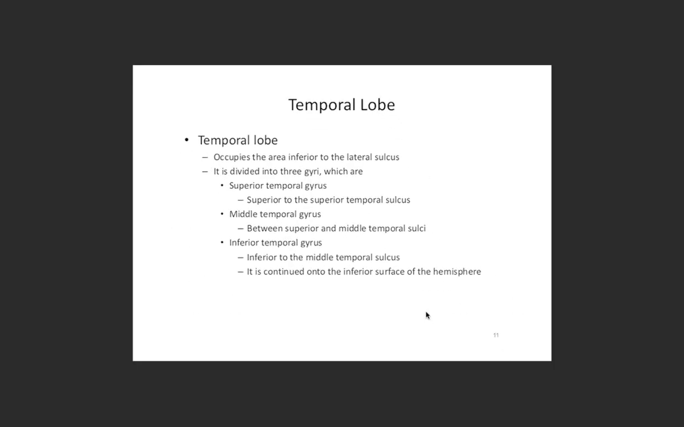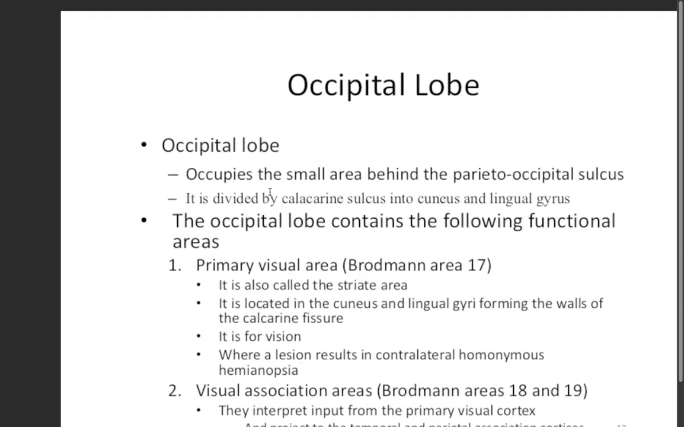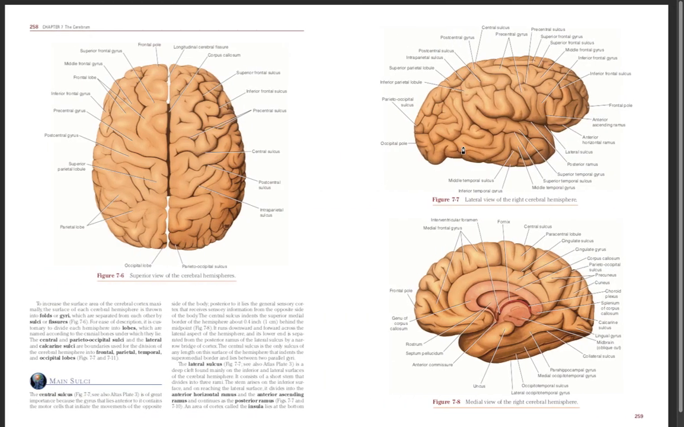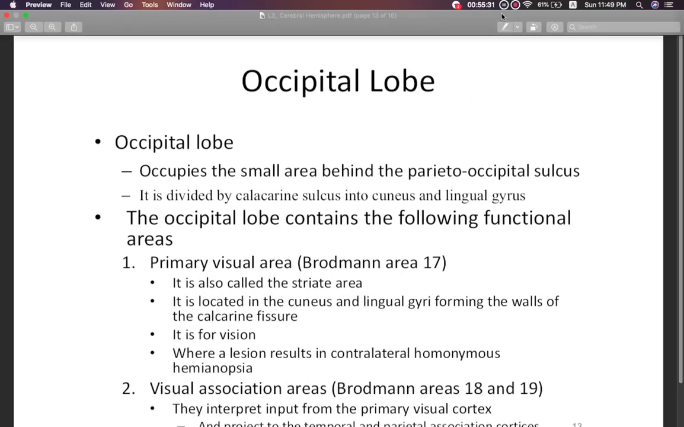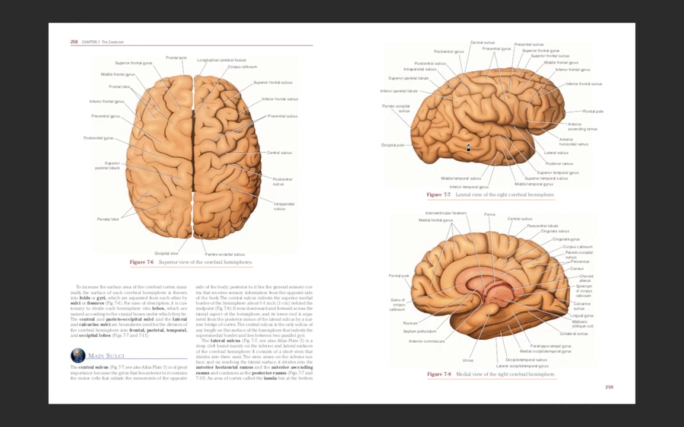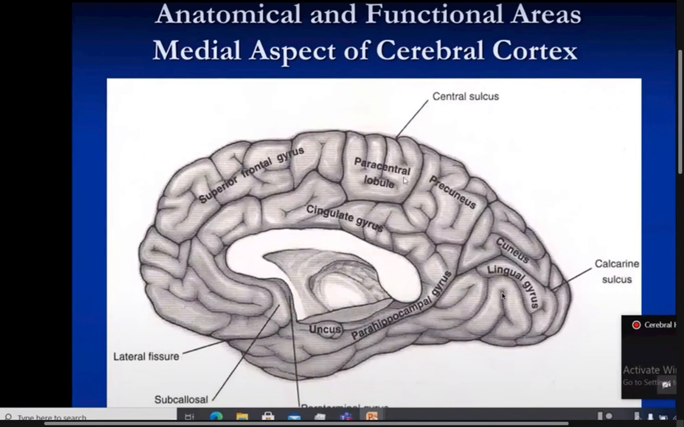Okay, going to the last lobe together, this is the occipital lobe. The occipital lobe occupies the small area behind the parieto-occipital sulcus, and we said it is divided by the calcarine sulcus into the cuneus and the lingual gyrus. Actually, it is not illustrated in this picture, but we are going to look for it in a moment. The occipital lobe is posterior to the parietal lobe. Actually, this is a medial aspect. Before, we were looking at the lateral surface, but to see the occipital lobe projections, we need to look at the medial aspect.